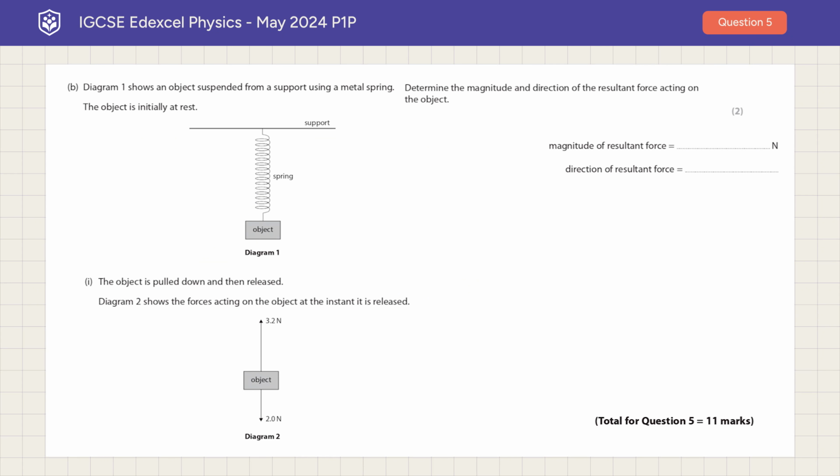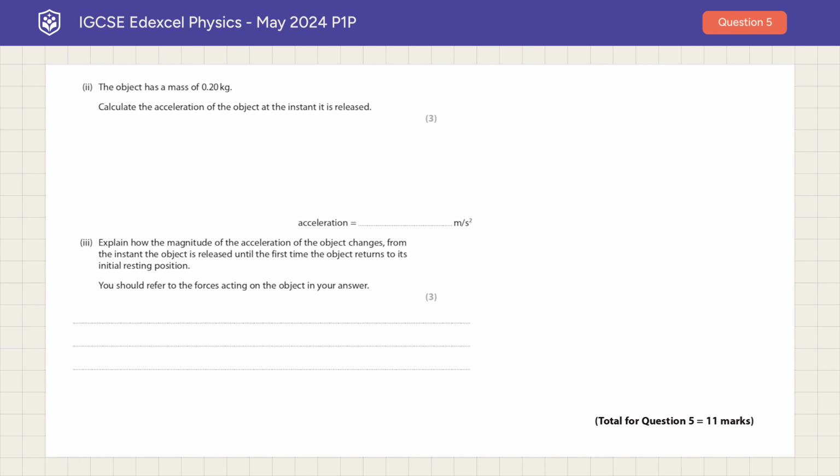For part B, we have an object suspended from the spring. At the instant it's released, the upward elastic force is 3.2 newtons, which is greater than the downward weight of 2.0 newtons. So, the resultant force is the difference, 1.2 newtons, and its direction is upwards. Next, to find the acceleration at that instant, we use Newton's second law, F equals ma. Rearranging, acceleration equals force over mass, so 1.2 newtons divided by 0.2 kilograms gives us 6 meters per second squared, also upwards.